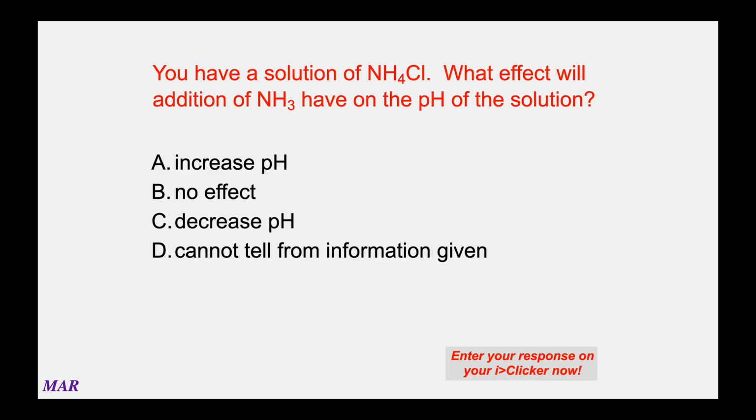We have a solution of ammonium chloride. What effect will happen to the pH if we add ammonia? So the pH will probably be affected by the ammonia. What will be the effect? It can increase the pH, it can have no effect on the pH, or it can decrease the pH. Or maybe we can't tell.